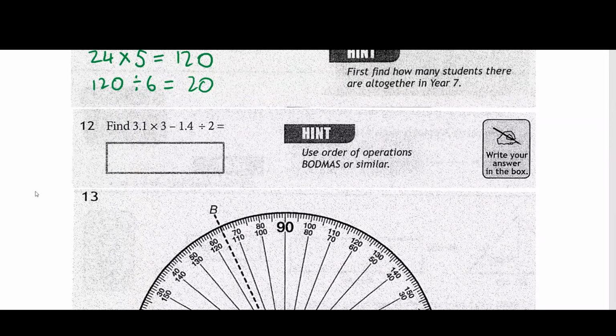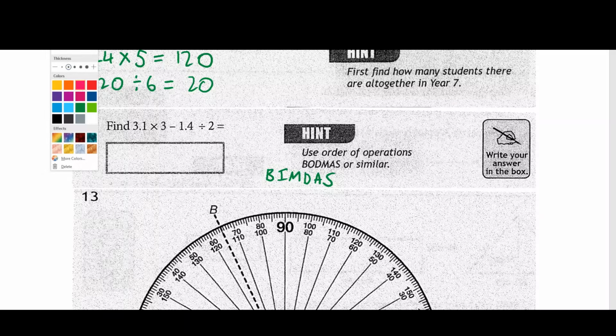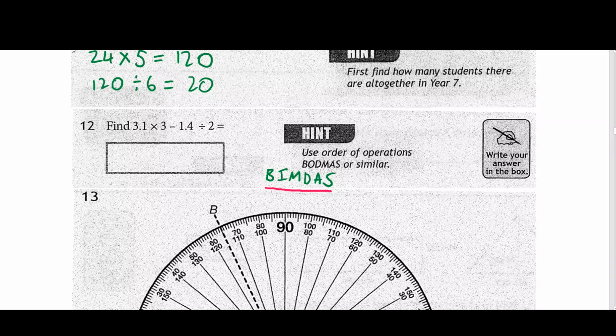All right. Find 3.1 times 3, take 1.4 divided by 2. As long as you have a scientific calculator, you can type this straight into your scientific calculator and it'll figure it out for you. But you need to follow BIMDAS. What I've taught you guys is BIMDAS: brackets, indices, multiplication, division, addition, and subtraction. All right? This is the order we do our operations in.